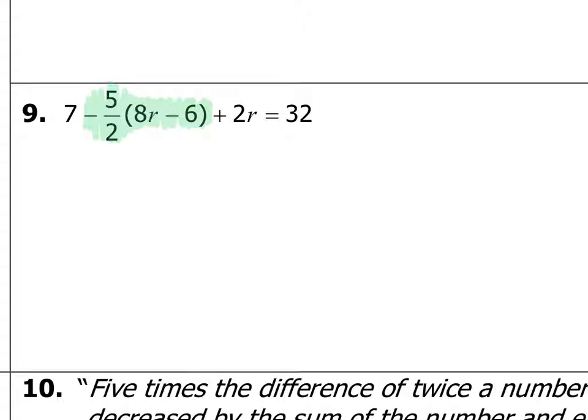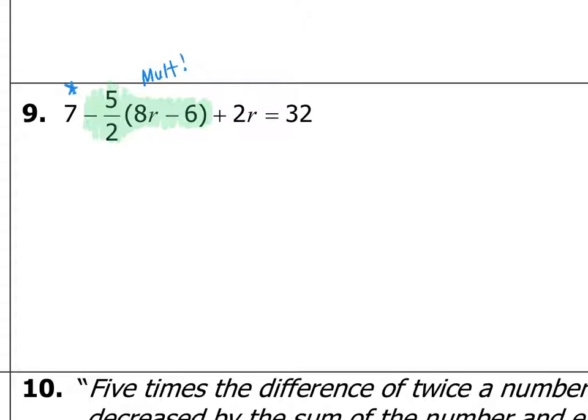For number 9, we want to be super careful that we are following the distribution and the order of operations correctly. It's a big trap here that a student would think that they have to do 7 minus 5/2 and then distribute that into the parentheses. That is incorrect. The first thing that should happen before any subtraction is any multiplication or division. In this case, distributive property is happening right in this green area, and distribution is multiplication, and multiplication always comes before any form of subtraction.